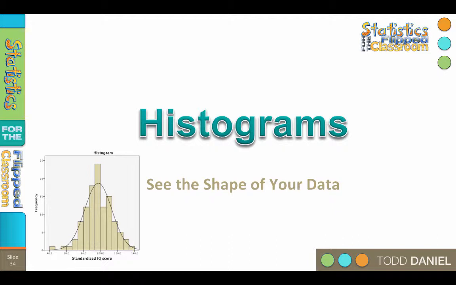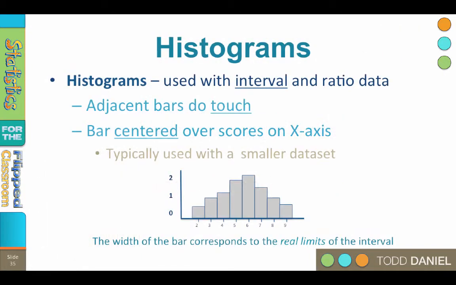A histogram is a type of graph, very similar to a bar chart, except it is used with interval or ratio data. As a result, the histogram clearly allows us to see the shape of our data. Because the data are connected to each other, the adjacent bars in a histogram do touch.